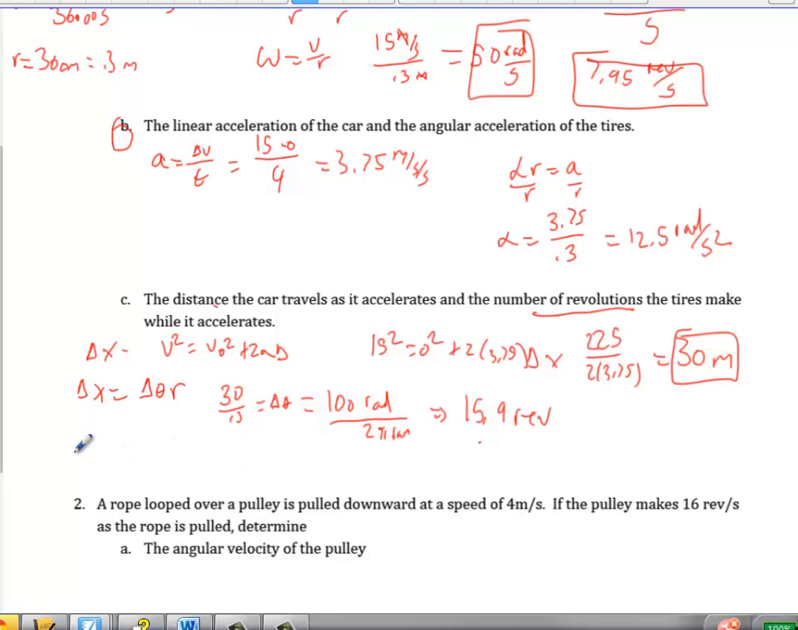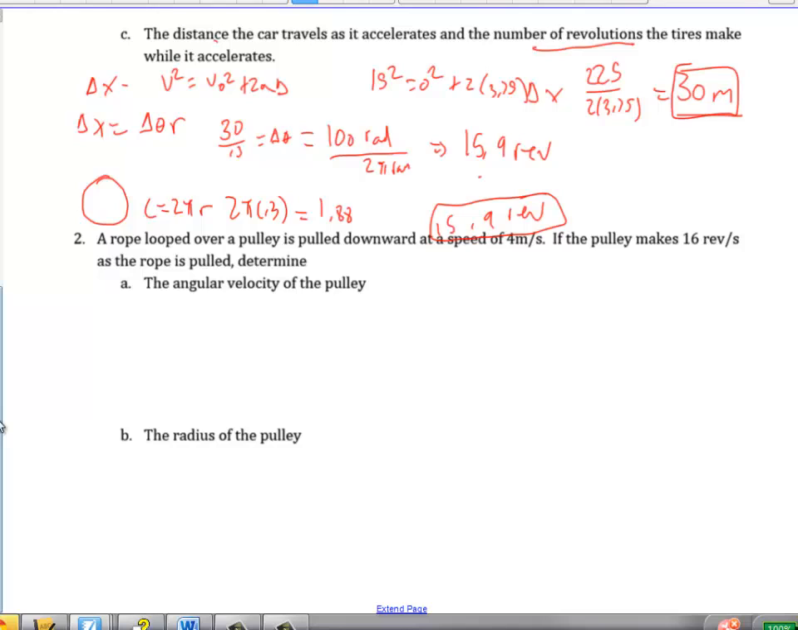revolutions. The other way to think about this is the tire is going to roll through one entire rotation, which means it covers a distance equal to its circumference. Circumference is 2 pi r. So if I take 2 times pi times its radius, 0.3, that tells me one revolution covers 1.88 meters. It's got to go 30, so if I take 30 divided by 1.88 meters per revolution, I get 15.9 revolutions. So it doesn't really matter which way you want to think about it. If you want to use radians, then go to revolutions, or go to circumference and then go to revolutions, you're going to end up with the same answer.